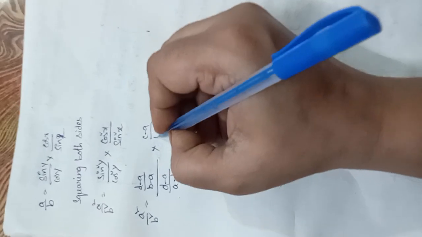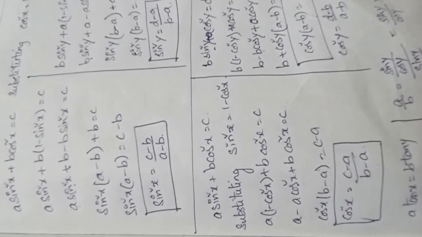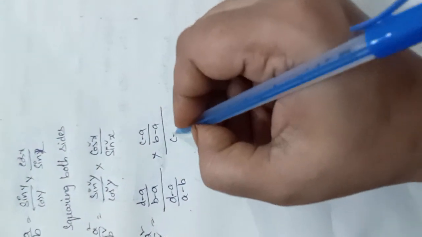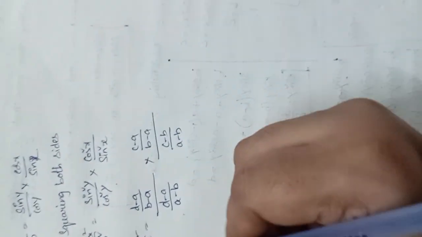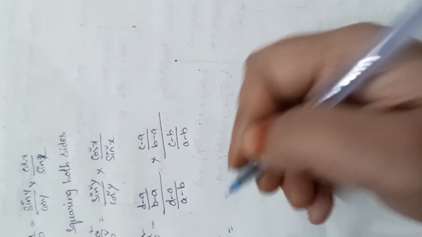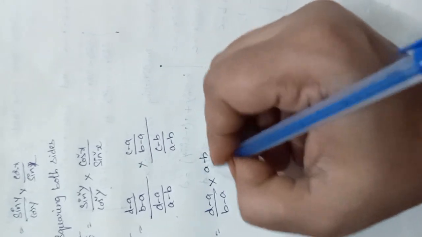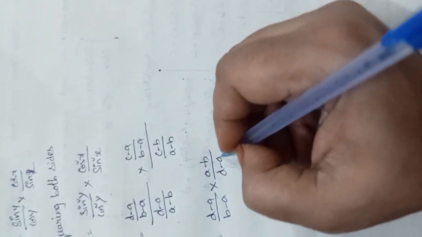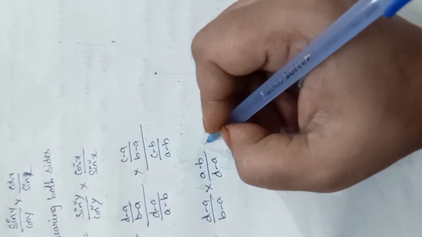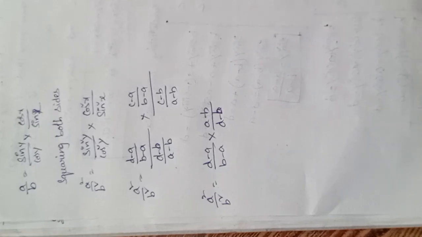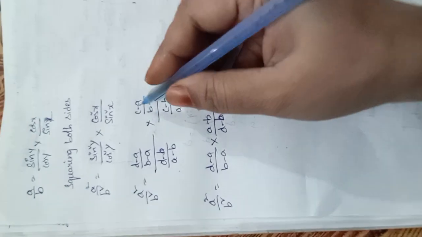c minus a by b minus a whole by, what we want? sin square x. Sin square x is c minus b by a minus b. So what you will get? a square by b square is equals to d minus a by b minus a into a minus b by d minus a, right? Okay, into what is c minus a?